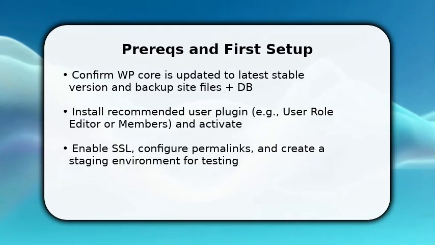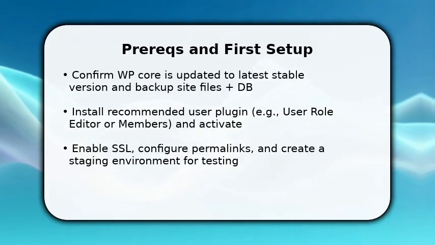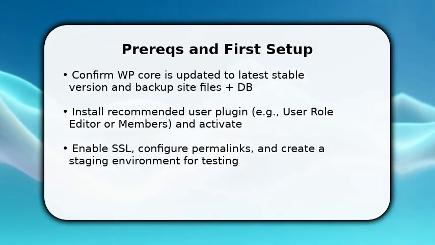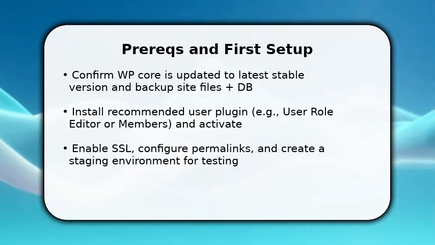You start by making sure the foundation is solid. Update WordPress, backup files and the database, and enable SSL. Once done, install a user management plugin like User Role Editor or Members and activate it. This gives you role and capability controls.